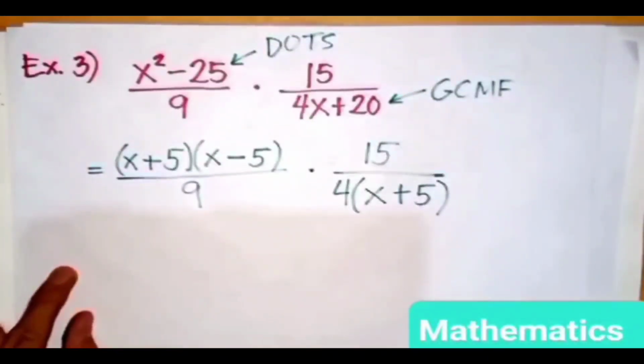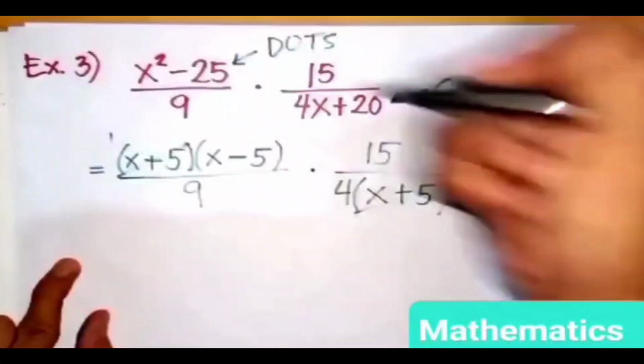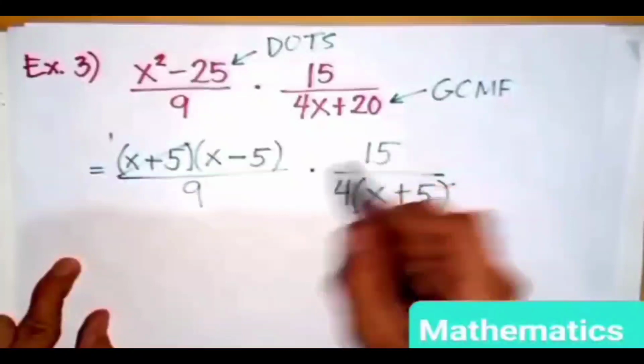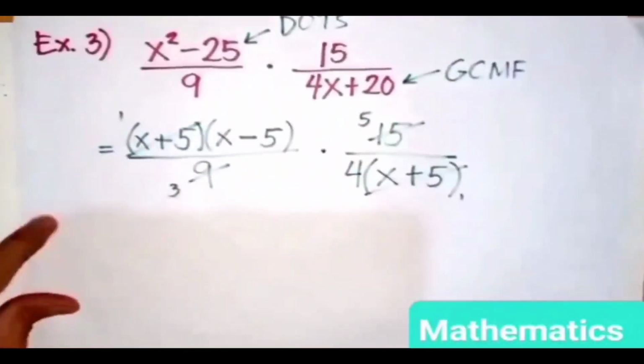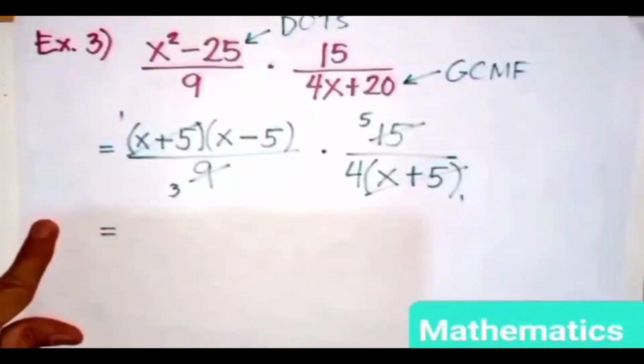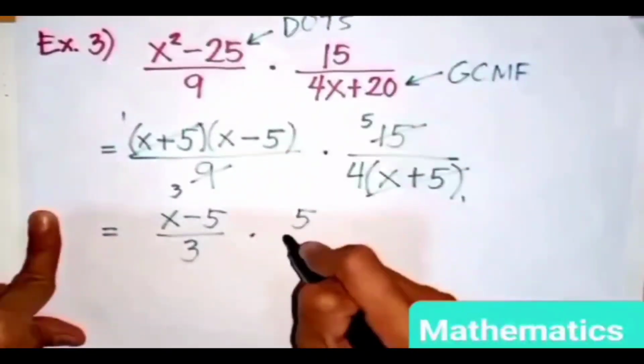yung common factors. So meron tayong common factors. Ayun, x plus 5 saka si x plus 5. X plus 5 divided by x plus 5, that's 1. Pwede na isulat 1. And 1 din doon. 15 and 9. So what's the GCF of 15 and 9? 3. 15 divided by 3, that's 5. And 9 divided by 3, that's 3. Ayan. So pwede natin isulat yung remaining numerators natin at saka denominators natin. So we have here x minus 5 over, dito naman ay 3, times 5 over 4.